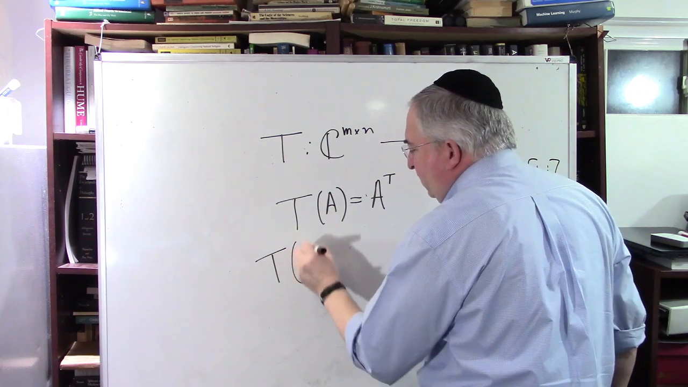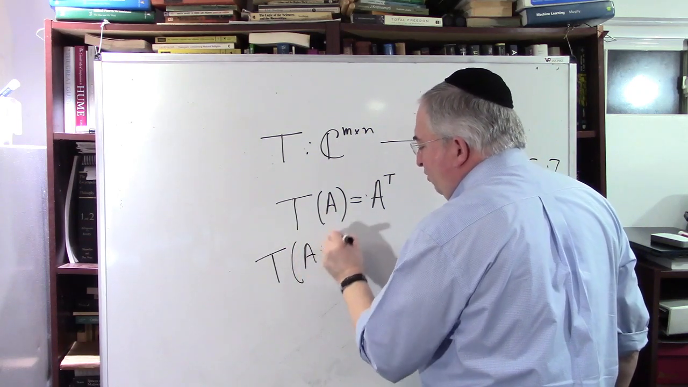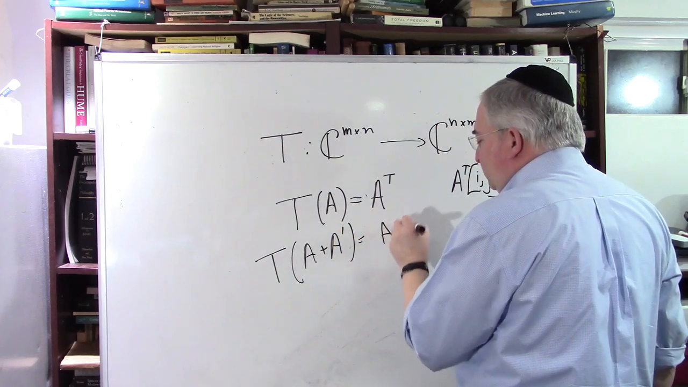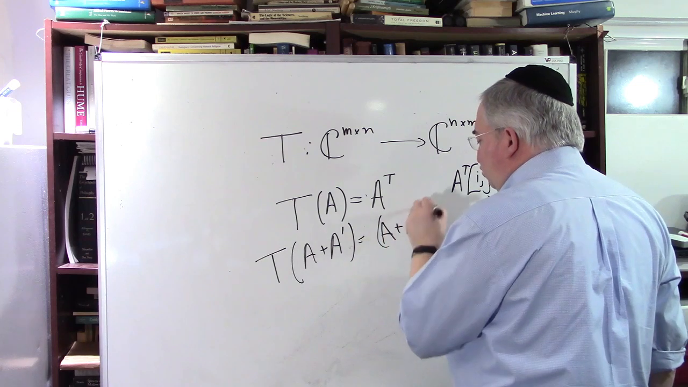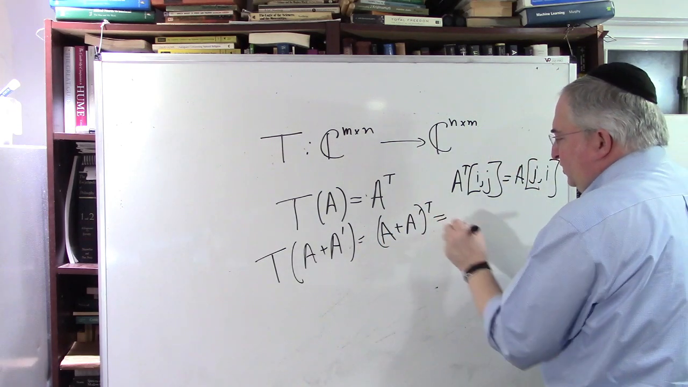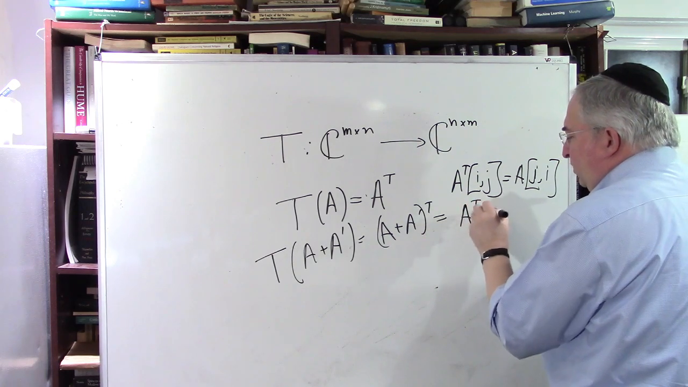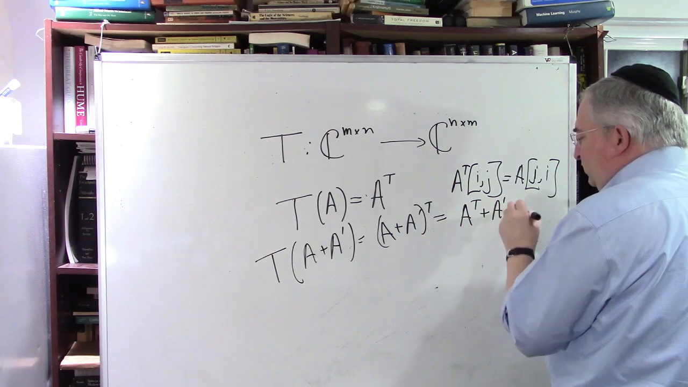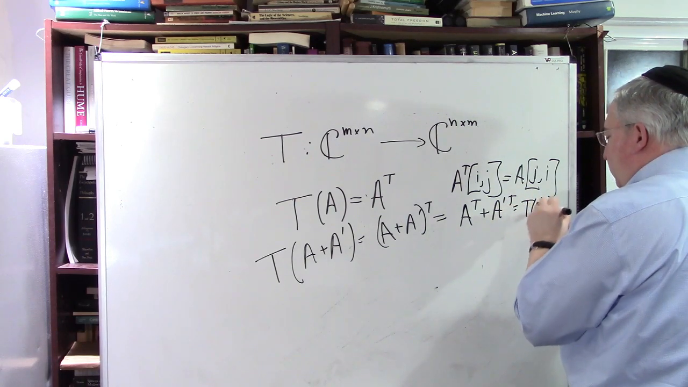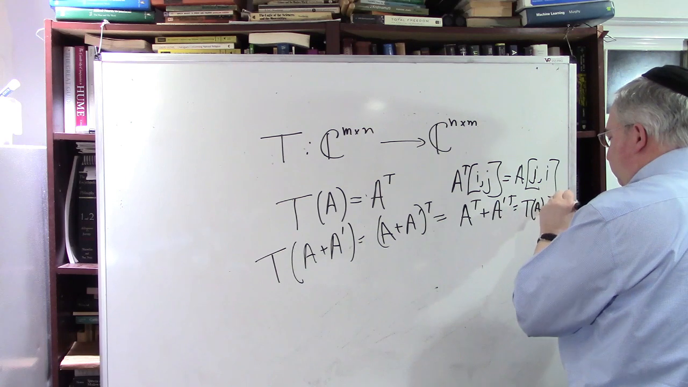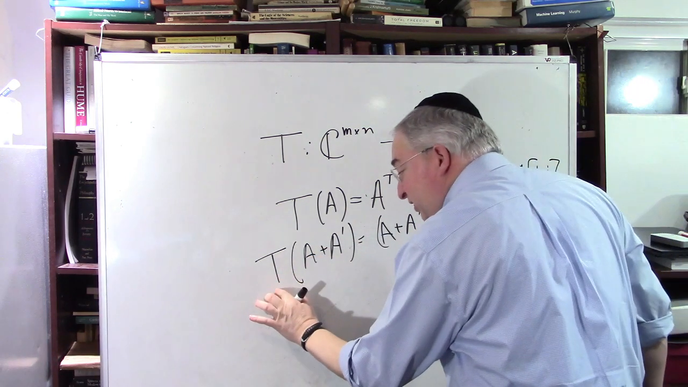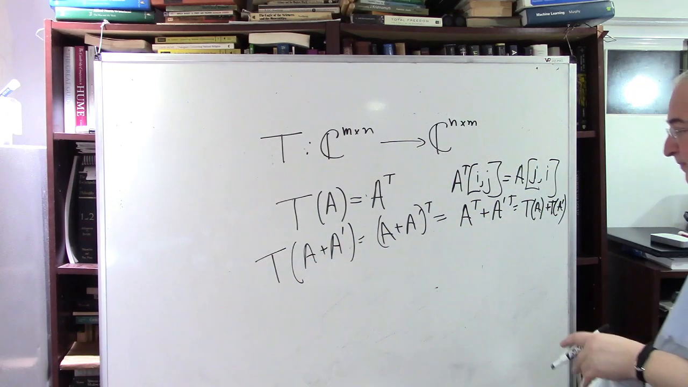So what do we need? T of A plus A prime equals A plus A prime transpose, okay? And the transpose goes inside. So this is equal to A transpose plus A prime transpose, okay? Which is equal to T of A plus T of A prime. So it works. T respects the addition, okay?